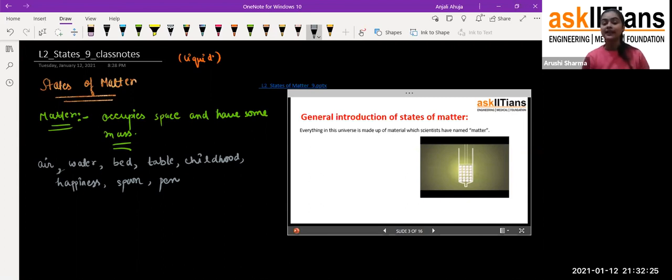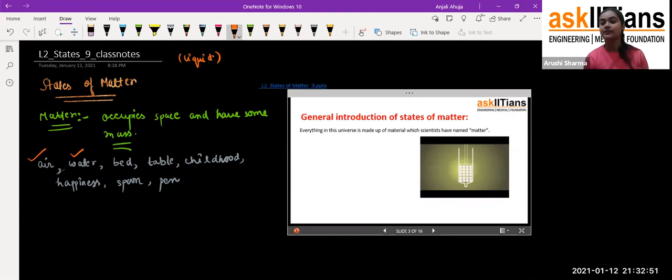Exactly. Even though you'll say, ma'am, we can't see air with our eyes, you can feel it now, that the air is there and it also has some mass. So that is why, students, air is considered a state of matter. Water is a liquid, it always has mass and always occupies space, so water is also matter. Bed, you know that we use it to sleep.